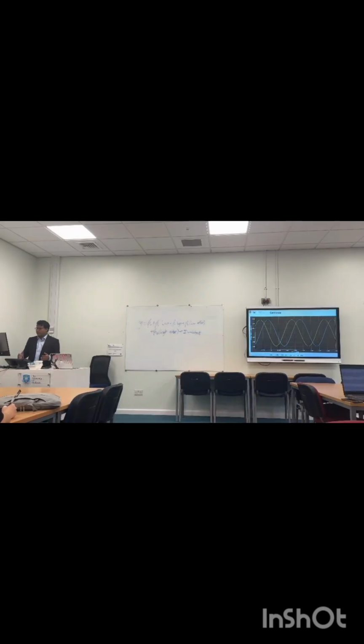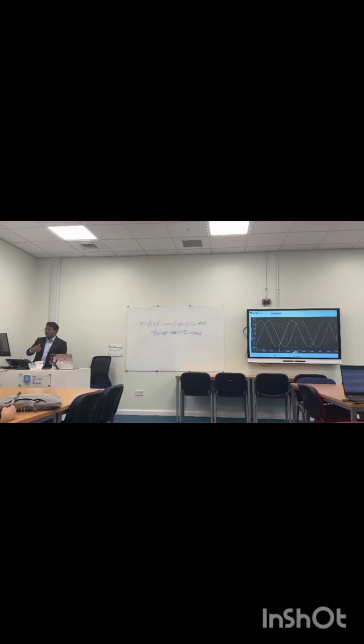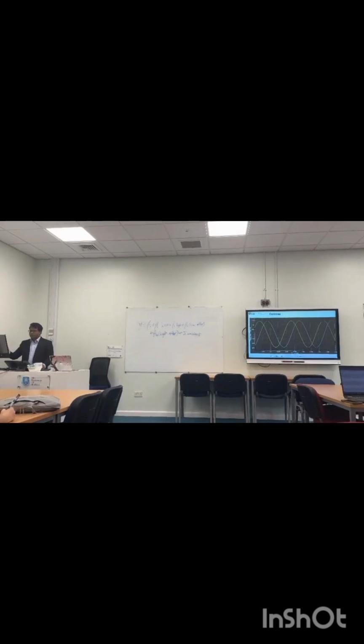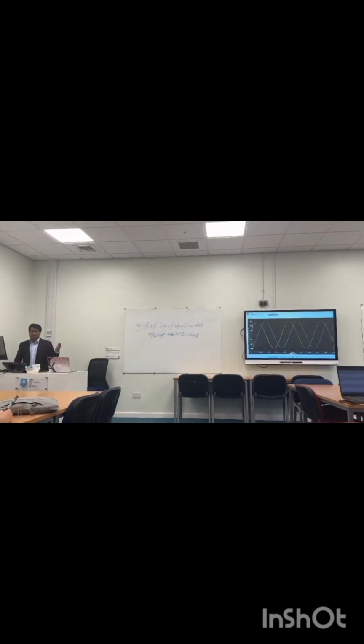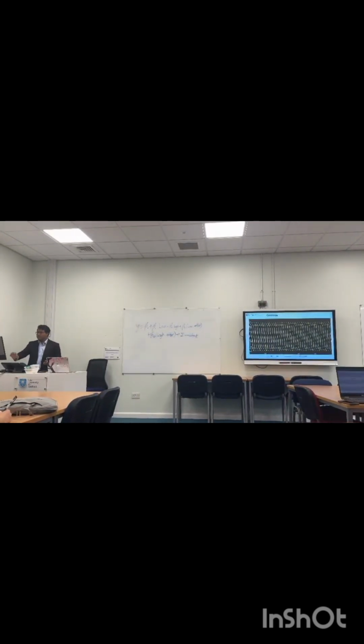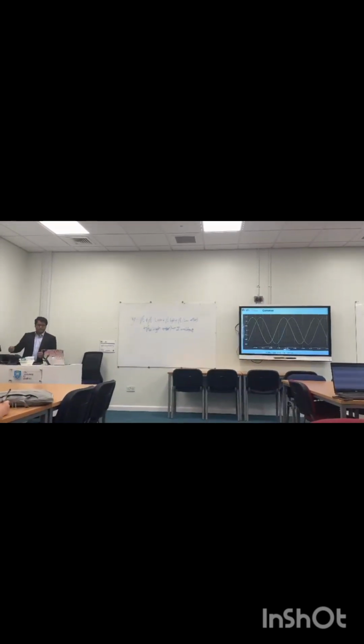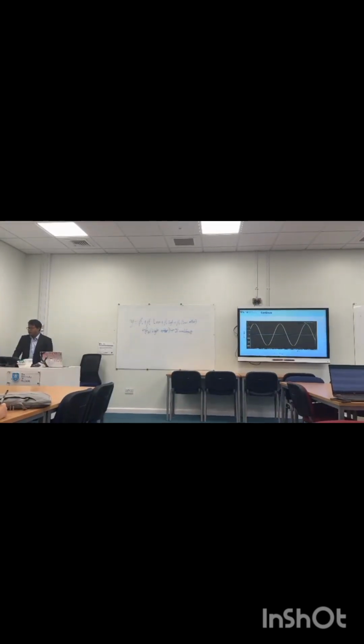And this is the ABC to alpha beta transformation. As I said, in the first picture there are 3 signals with 120 degree phase shift, and here it's 2 signals, so we can analyze it better. And this is the active power.